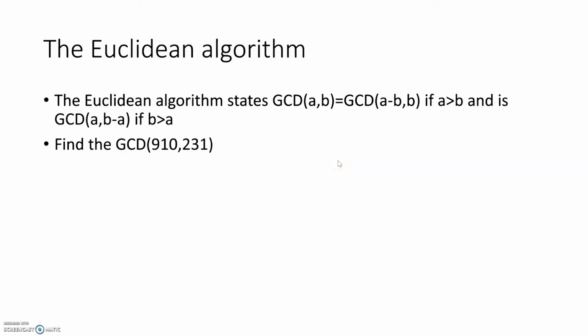The Euclidean algorithm. The Euclidean algorithm states that the GCD of A and B is equal to the GCD of A minus B and B if A is greater than B, and the GCD of A and B minus A if B is greater than A. This is really helpful when trying to find the GCD of very large numbers. So we'll use this example. We're trying to find the GCD of 910 and 231.